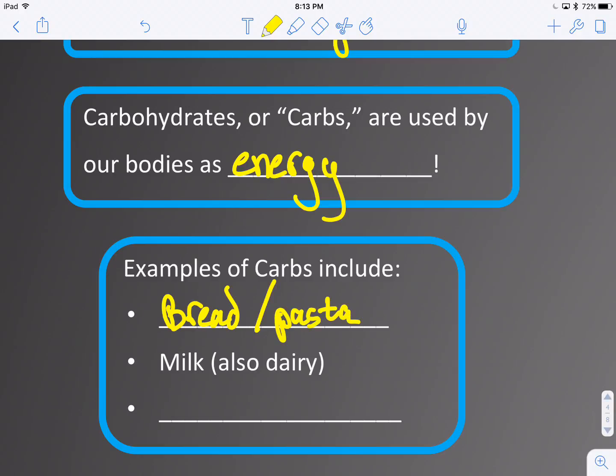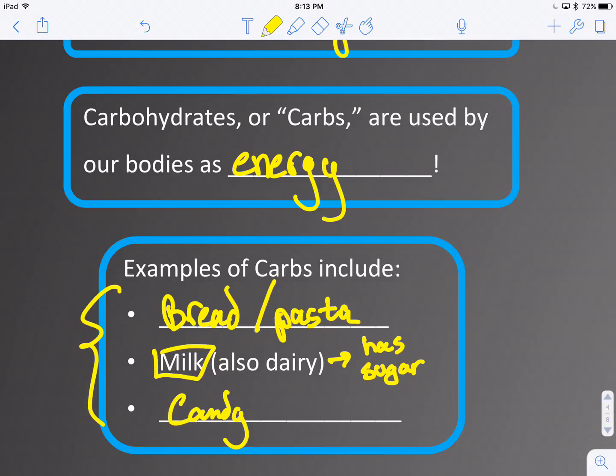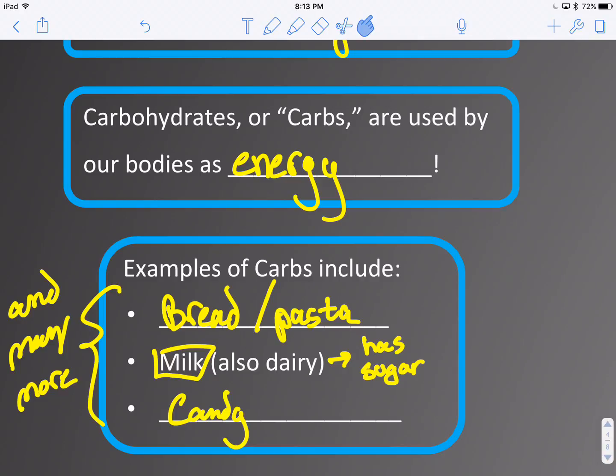I put milk here. Milk is something you wouldn't think about, but milk has sugar. And anything with sugar has a carbohydrate component, okay? And then the last thing, of course, again, I don't think you would think of it offhand, but it's candy. There's a whole bunch more. And many more, but these are just a few very basic examples that I thought you guys would be familiar with, okay?